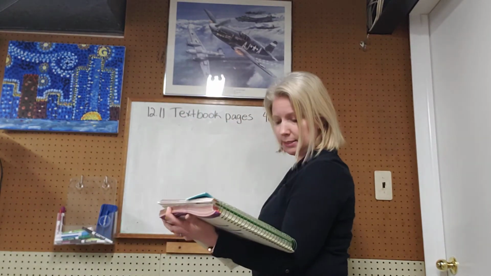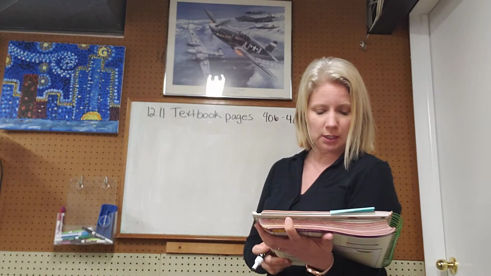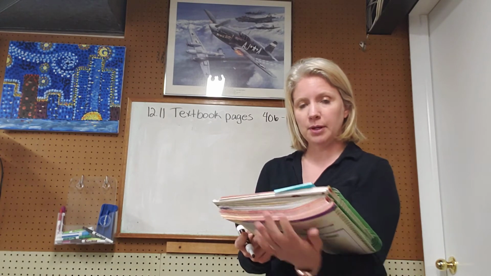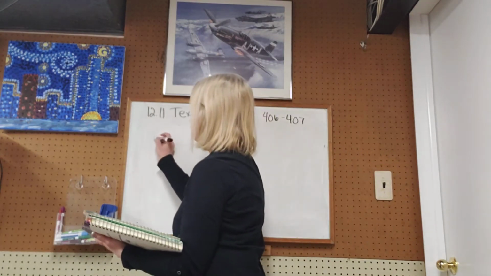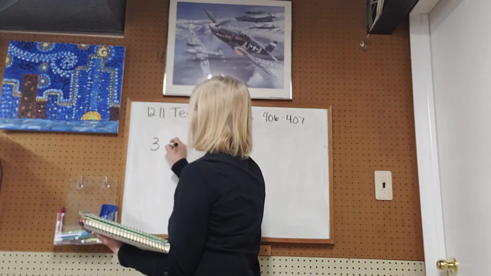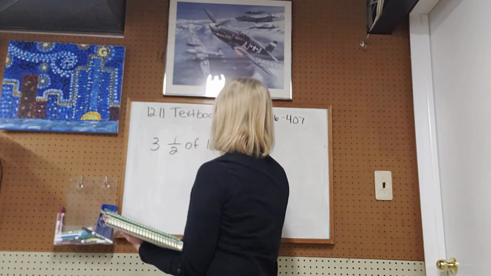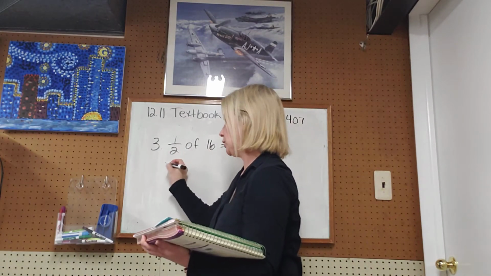Number 3 says, 1/2 of the bran muffins were gone when Judy came home. There were 16 muffins to begin with. How many were left? So we want half of the 16. So number 3, we're going to say 1/2 of 16. And it was just like we did in number 2. We're going to divide. We'll say 16 divided by 2.